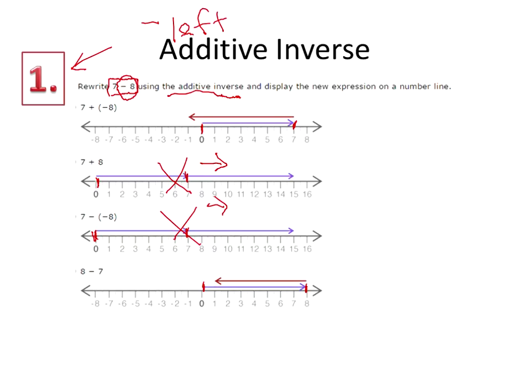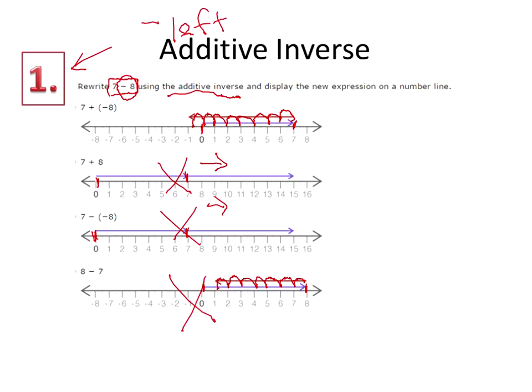So we need to make sure we're going to the left 8 spots. So we go 1, 2, 3, 4, 5, 6, 7, 8. So that one looks like it. Let's see if this one only goes back 1, 2, 3, 4, 5, 6, 7. So we know it's not that one.